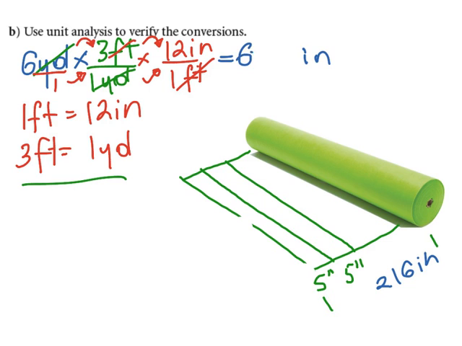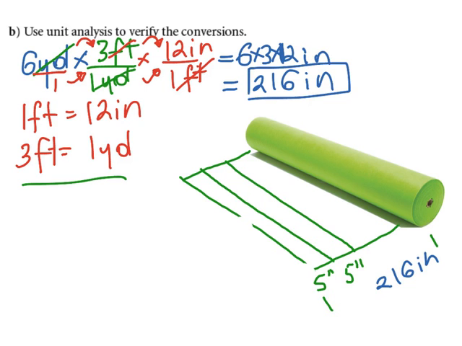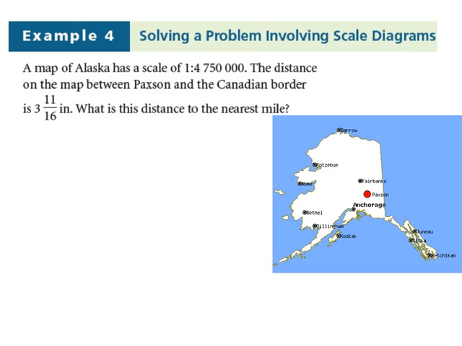Our last question. A map of Alaska has a scale of 1 to 4,750,000. The distance on the map between Paxson and the Canadian border is the line in green, and Paxson is a little town in Alaska, is 3 inches and 11/16 of an inch. What is the distance to the nearest mile between the city and the border?